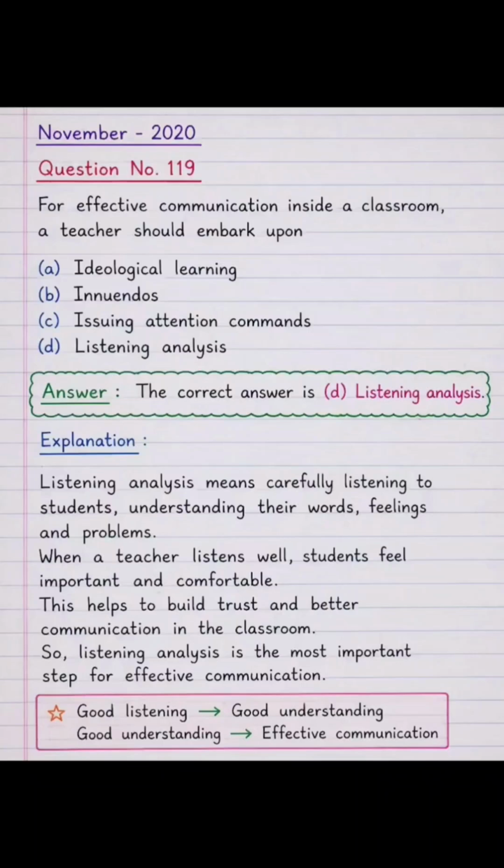When a teacher listens well, students feel comfortable and respected. This builds trust and improves communication. So good listening leads to better understanding, and better understanding leads to effective communication. So the answer is D, listening analysis. Now we will see the next question.